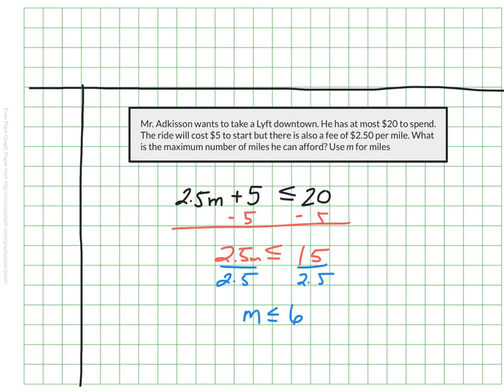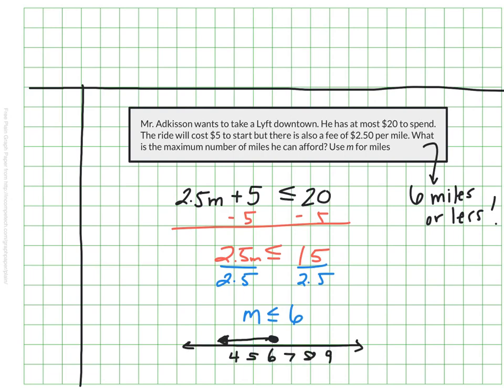When I go through the steps to solve this, I see that m has to be less than or equal to 6. So he can go exactly 6 miles or anything under 6 miles. And lucky for him, our school is just under 6 miles from downtown, so he should be able to get there with the amount of money that he has. Our graph below shows the solution to the inequality, showing us that anything 6 or less is fine, but of course if he had to go 9 miles, he would not have enough money.